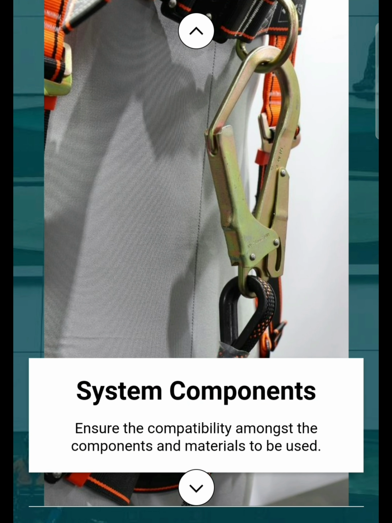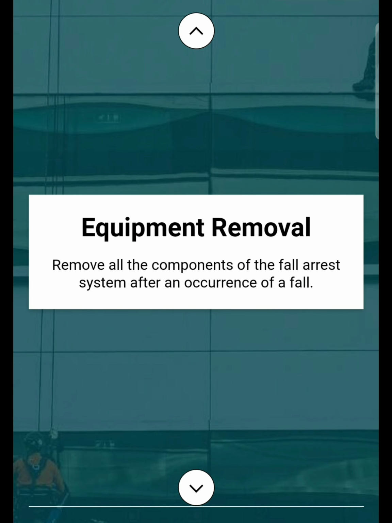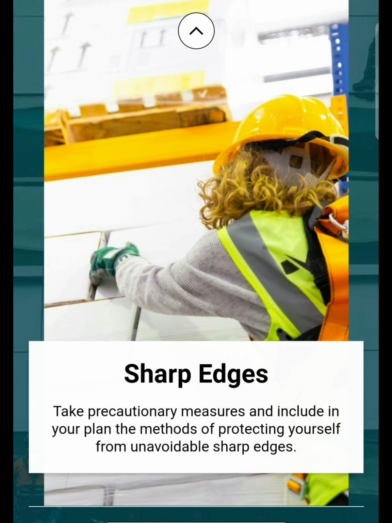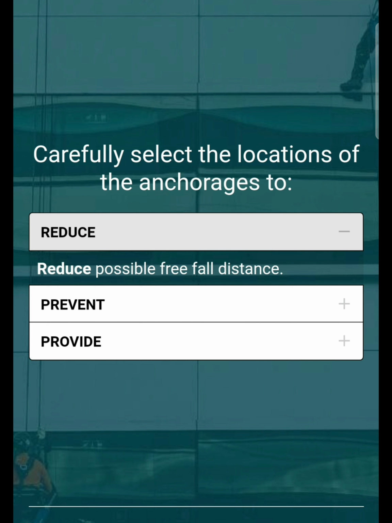System components. Ensure the compatibility amongst the components and materials to be used. Equipment removal. Remove all the components of the fall arrest system after an occurrence of a fall. Sharp edges. Take precautionary measures and include in your plan the methods of protecting yourself from unavoidable sharp edges. Carefully select the location of the anchorage to reduce possible free fall distance.